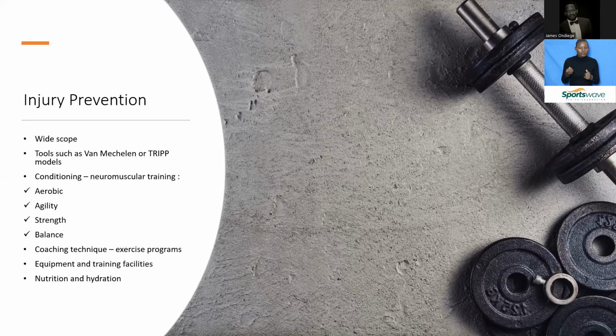Now, as other methods of preventing injury, conditioning and neuromuscular training really assist. So you look at aerobic training, agility, strength, and balance. These are very key when you come into injury prevention. These are the key aspects of pre-season training. Coaching technique and exercise programs are also very important when it comes to injury prevention, and again, as mentioned, they're very sport specific.